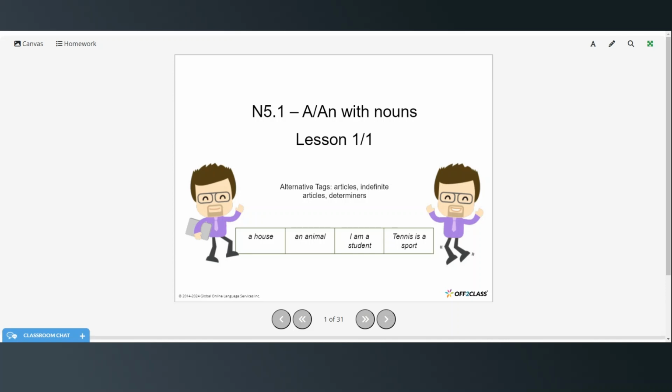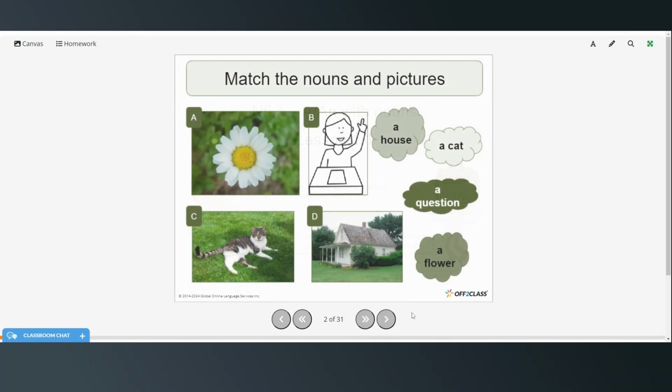In this lesson we're going to be talking about using a and an with nouns. Alright, so we want to match the nouns with the pictures. So a house would be picture D. A cat, that's picture C. A question, picture B. And a flower, picture A.